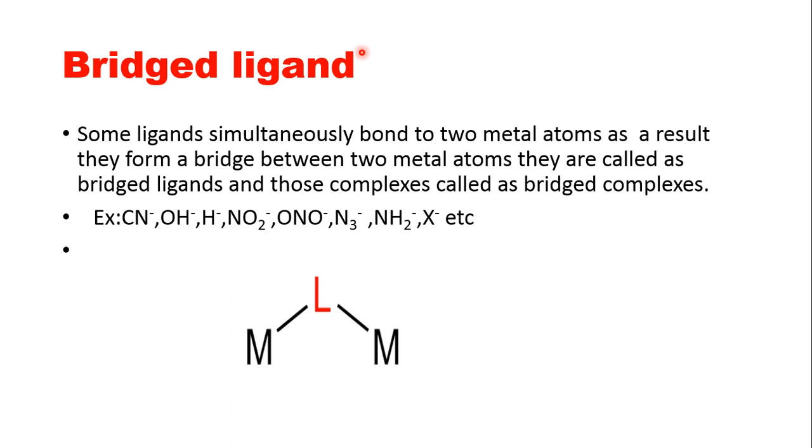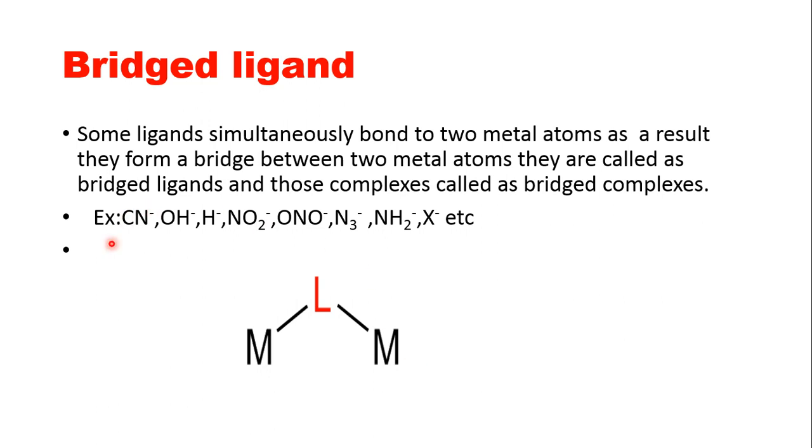Next up you have bridged ligands. In bridged ligands, some of the ligands simultaneously bond to two metal atoms. As a result, they form a bridge between two metal atoms. See, there is a ligand L that can bind simultaneously with a metal here and the metal on the other side. Such kind of behavior is shown, and these ligands are termed bridged ligands.